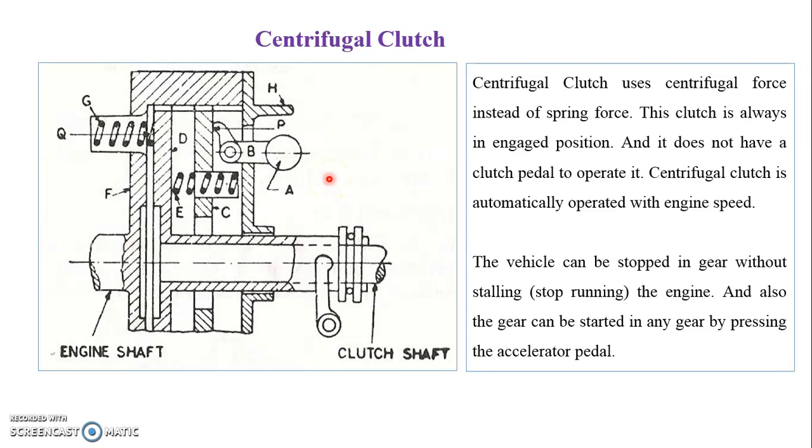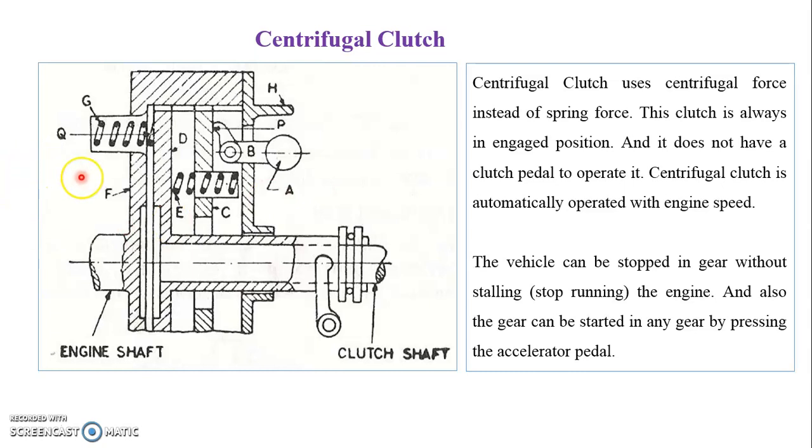The centrifugal clutch needs no clutch pedal. Instead, the accelerator pedal provides the driving control. The clutch disengages automatically when the engine speed falls below the calculated engine RPM, for example 600 RPM. The clutch is disengaged automatically when engine speed falls below the design value, whatever the design value is decided by the manufacturer. For example, if engine RPM is below 600 RPM, the clutch is automatically disengaged. If engine RPM is above 600 RPM, the clutch is automatically engaged.